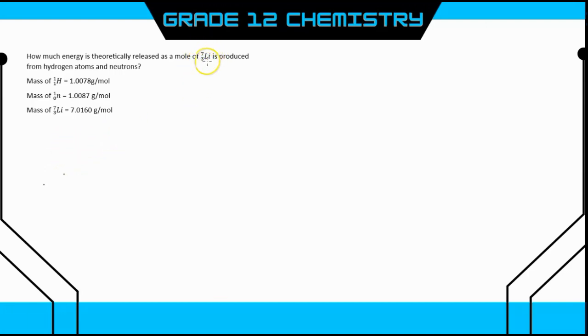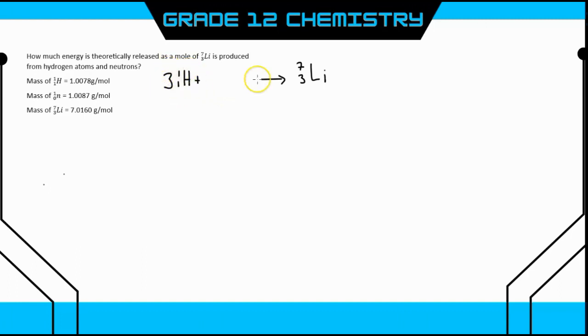All right, for our last question, we are going to determine the energy that is theoretically released for 1 mole of lithium produced from hydrogen and neutron. So let's write our equation. So we are producing lithium. So that's 7 and 3. So how many protons do we need? We need 3 protons. So that's with 3 hydrogens. So we're going to need 3 moles of this hydrogen.